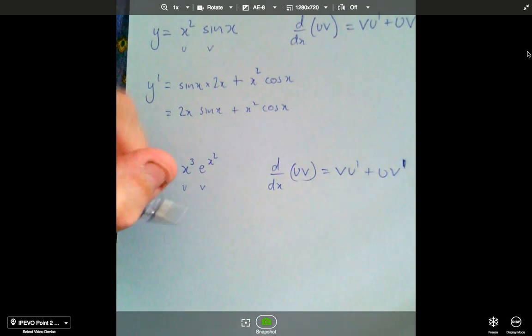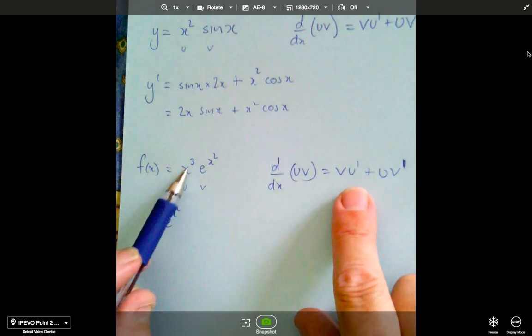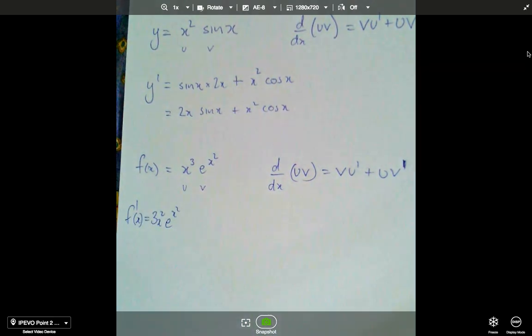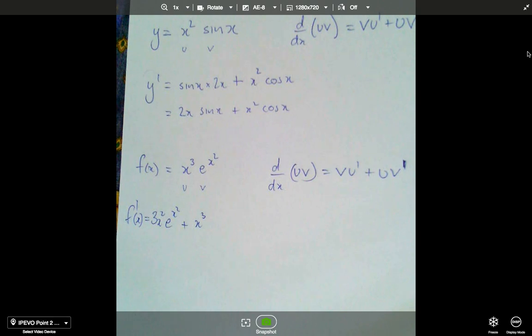V is just e to the power of x squared, times the derivative of our first one, which is 3x squared. And this is going to be f dash. I've changed the notation, it doesn't change anything though. It's still the derivative. So 3x squared e to the x squared plus our u, which is x cubed, times the derivative of our v.